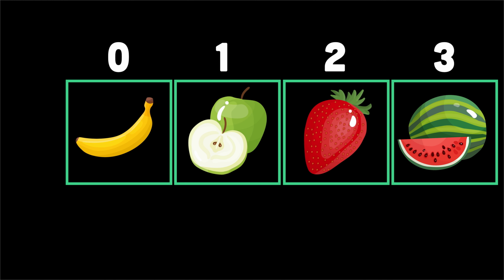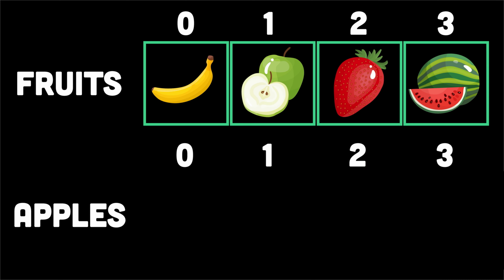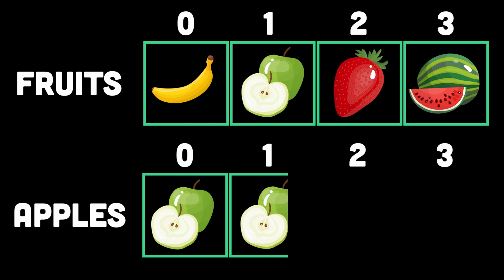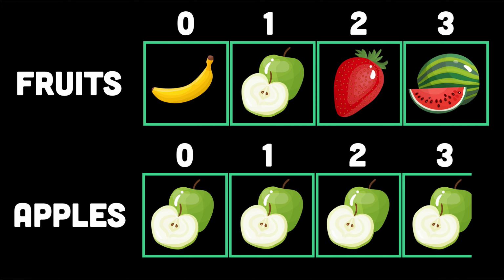We want to turn the whole array into apples. We apply the map function to the original array with a simple callback that returns an apple. In the first iteration, the callback will turn the banana into an apple. In the second iteration, the apple will also be transformed into an apple, and in the third, the strawberry is transformed into the apple, and so on.